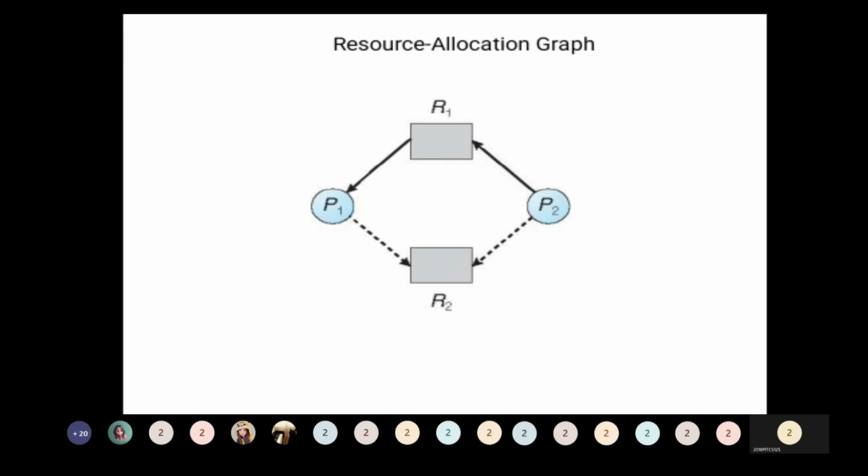In this resource allocation graph, you have two resources, R1 and R2. There are only single instances, so there are no multiple dots to show multiple instances. Here R1 is already assigned to P1; it is the assignment edge. P2 is requesting R1; it is the request edge. R2 is free. It can be claimed by either P1 or P2. The dashed lines are the claim edges.